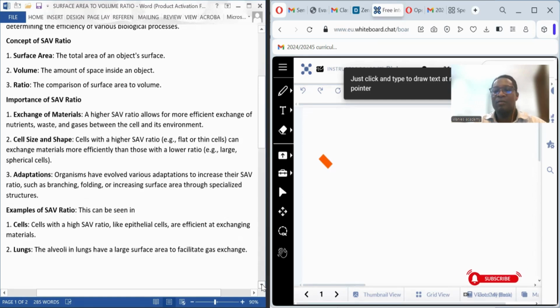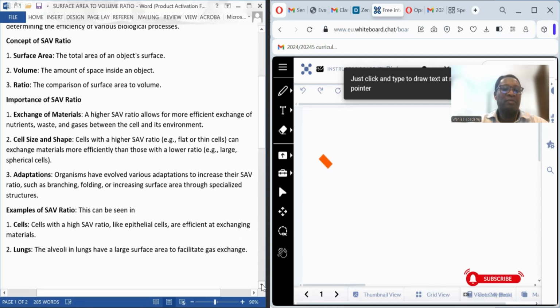Let's see some importance of surface area ratio. Exchange of material. A higher surface area to volume ratio allows for more efficient exchange of materials, such as waste products and gases between cells and their environment. Take, for example, unicellular organisms like the amoeba, which has a large surface area because of its unicellular nature. By so doing, materials can easily move into the cell and can be easily diffused out of the cell. This is the medium through which the amoeba removes some excretory products.